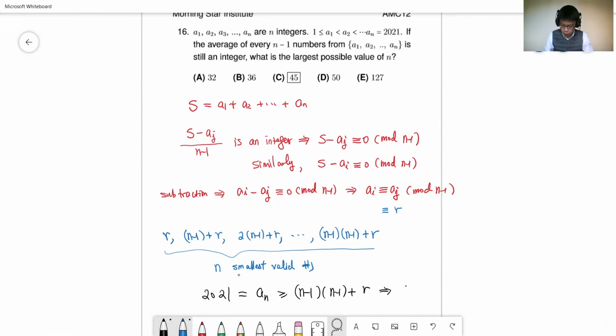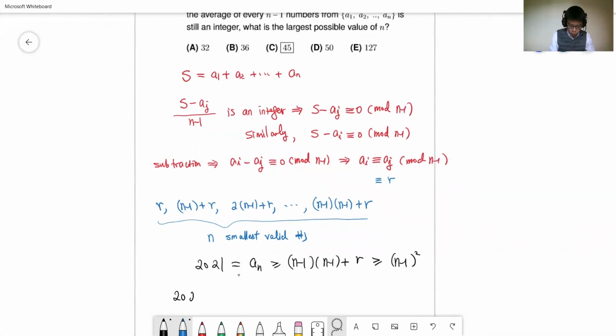So 2021 is larger than or equal to n minus 1 squared. So 2021 is larger than or equal to n minus 1 squared. This implies that the square root of 2021 is smaller than 45. So n minus 1 is at most 44. So that means n is less than or equal to 45.